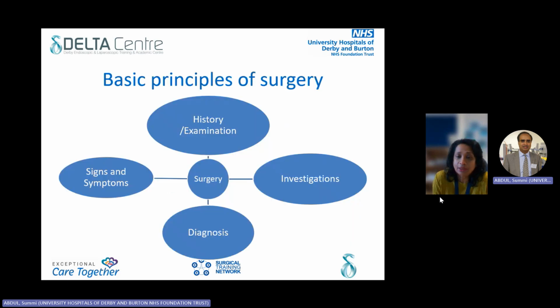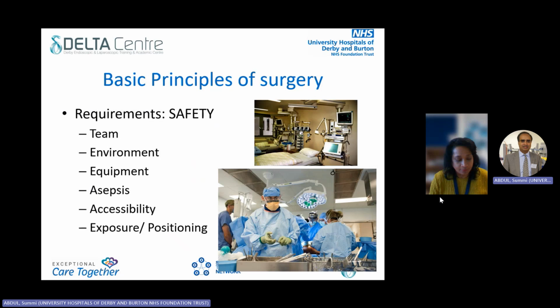But the basic principles of surgery rely on some components, and it's very important that before any surgery is undertaken, you understand why you're undertaking that particular surgery. So it is very much reliant on a careful history and examination, understanding the signs and symptoms of concern, and corroborating that with the relevant investigations before you make a diagnosis, and therefore proceeding to an indication of surgery being the answer to the concerns at hand.